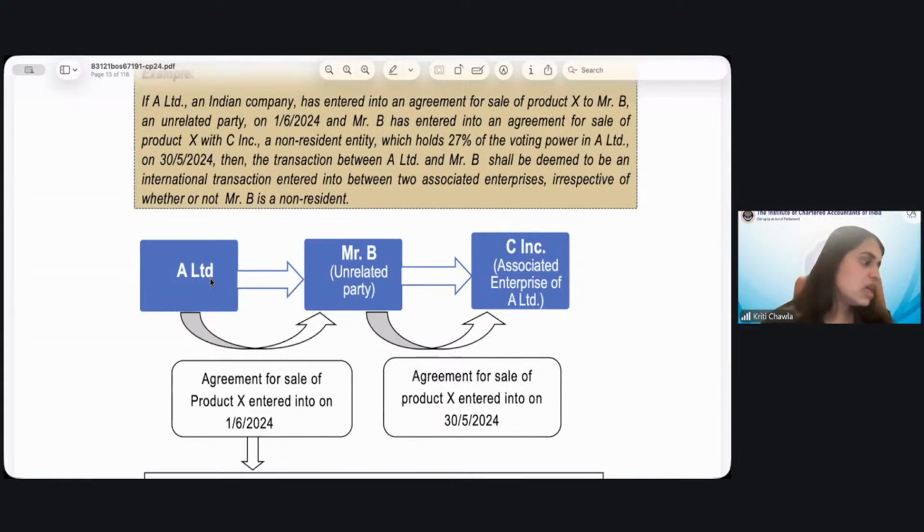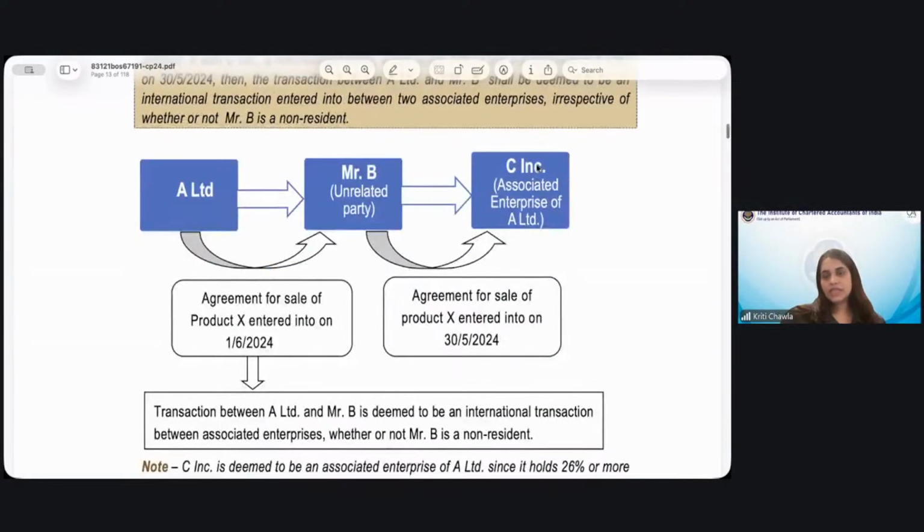How are they associated? Well, C Incorporation is holding 27% voting power in A Limited. So the voting power is more than 26%, and it's voting power. So by virtue of section 92A(2), clause (a), they are going to be related to each other. Now, Mr. B has entered into a transaction with C Incorporation, and this has happened on 30th May 2024. Now, this is basically the transaction.